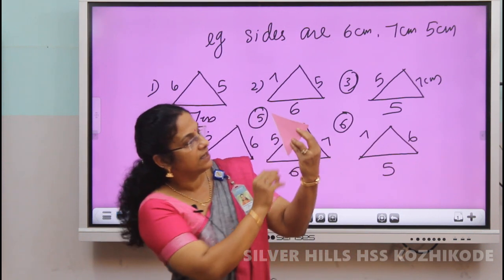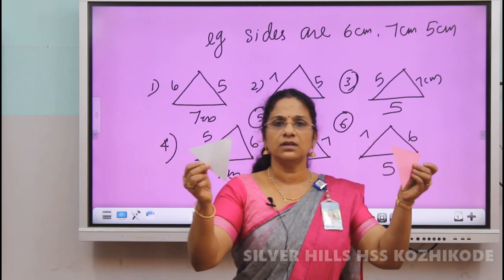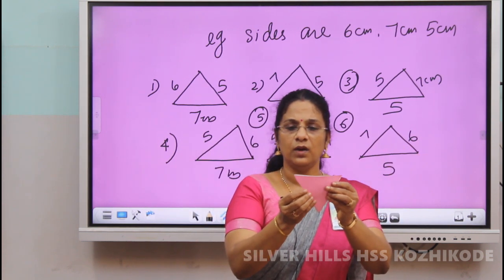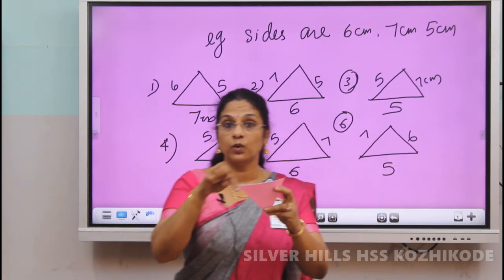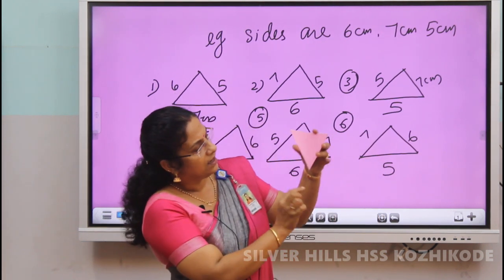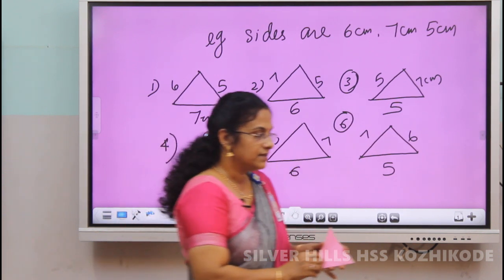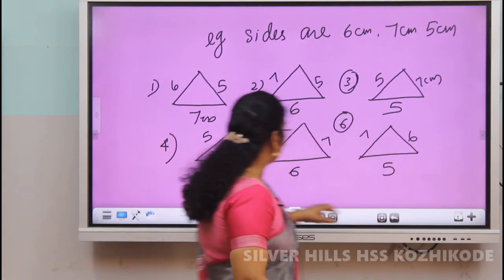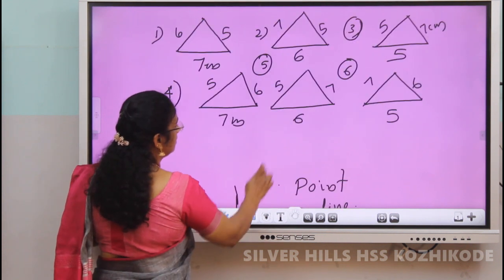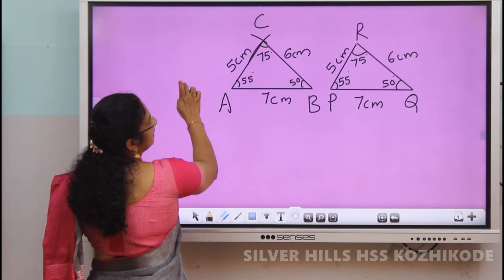Now you can see that only a single triangle you can see. That means these two triangles are equal. I kept the side together. Now let us check about the angles. See children, angles are also equal. Yes, for discussing this one, I have two triangles here.